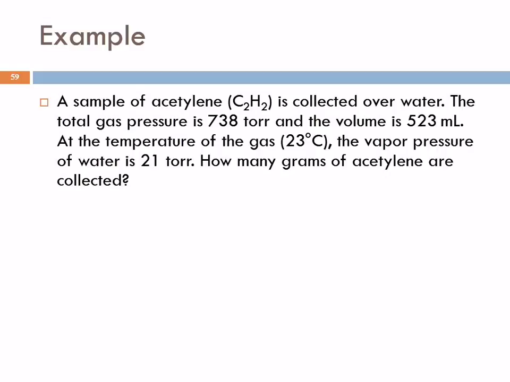So let's do an example of the type of calculation we might need to do. A sample of acetylene is collected over water. Whenever you see collected over water, you should say, we're going to have to use Dalton's law of partial pressures. There's water vapor and the gas I'm interested in. The total gas pressure is 738 torr. The volume is 523 milliliters. At the temperature of the gas, 23 degrees Celsius, the vapor pressure of water is 21 torr. How many grams of acetylene are collected?